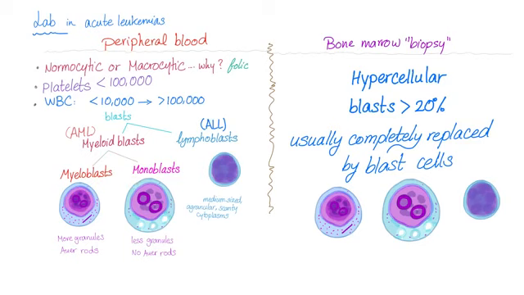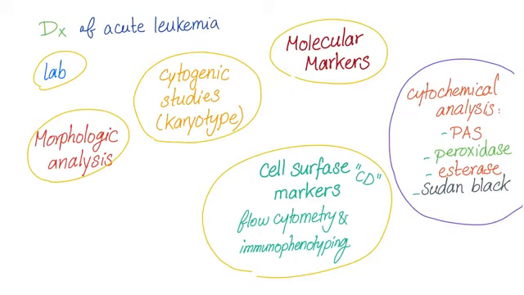Cool. When you do a bone marrow biopsy, again, you will see these blasts. These blasts constitute more than 20% of the bone marrow. Usually, the bone marrow is completely replaced by these blast cells. That's why it's tender. Diagnosis of acute leukemia, we need the lab, of course.